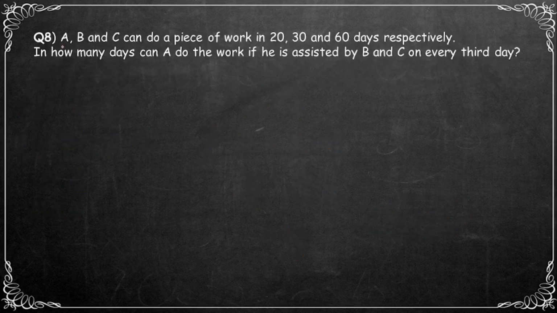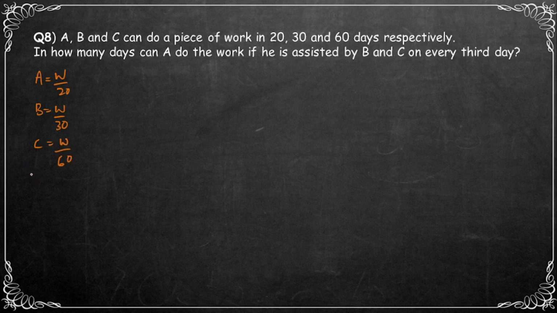Question 8. A, B and C can do a piece of work in 20, 30 and 60 days respectively. In how many days can A do the work if he is assisted by B and C on every third day? So they are saying A is equal to W by 20, B is equal to W by 30 and C is equal to W by 60.